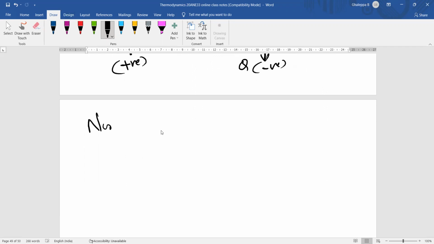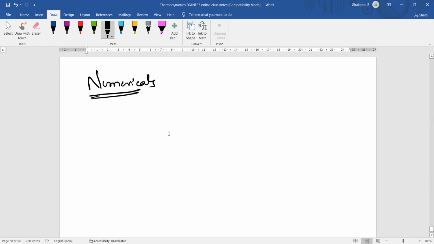Okay, I will come with some numericals. We'll solve numericals on work as well. So before numericals, let me write the formulas. To solve numericals on work transfer, we have to write the formulas for all thermodynamic processes.